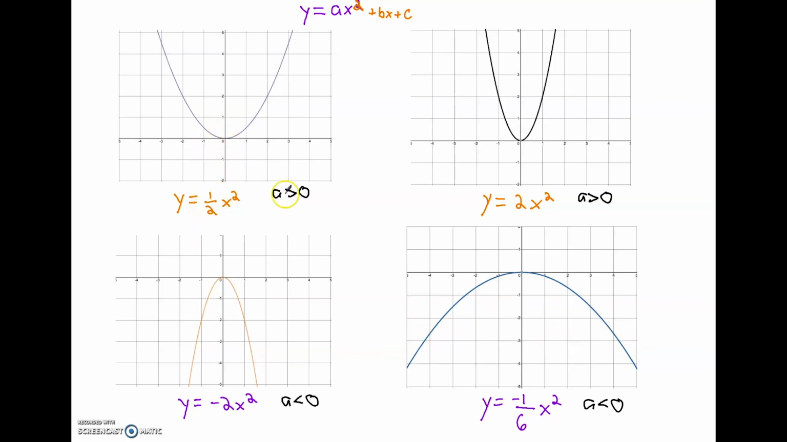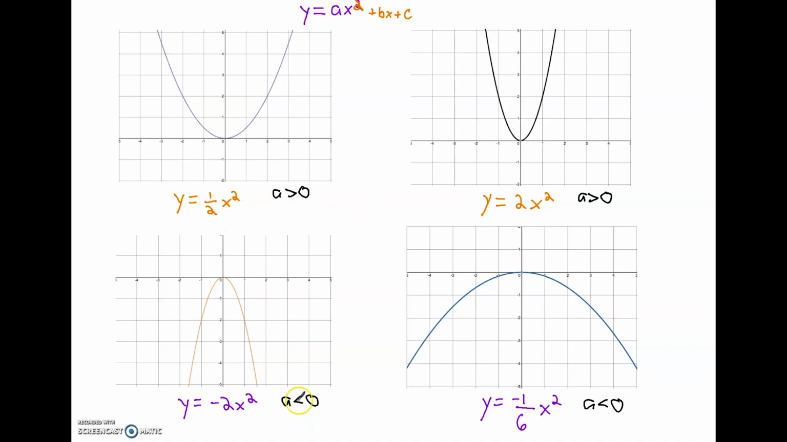So if you look at a being greater than 0, what's happening here is we would plug in numbers for x and square them. That makes positive numbers. And if I multiply a positive number by another positive number, all my y values that I'm getting out would be positive. Nice. And here the same thing happens. So we end up facing upwards. So when you have a positive a value, the graph of a parabola faces up.